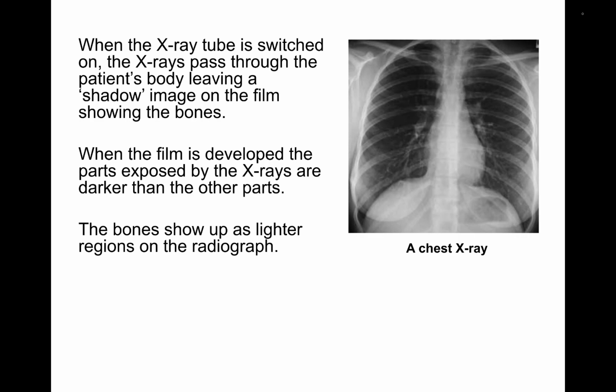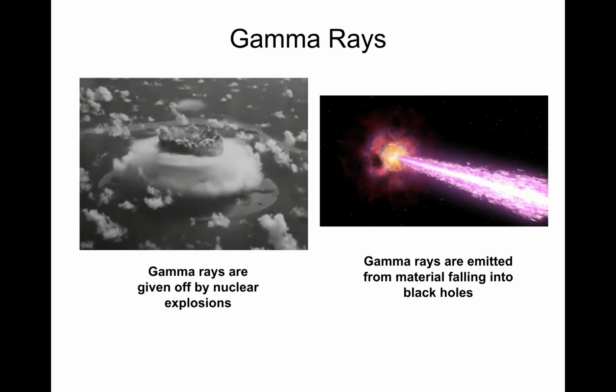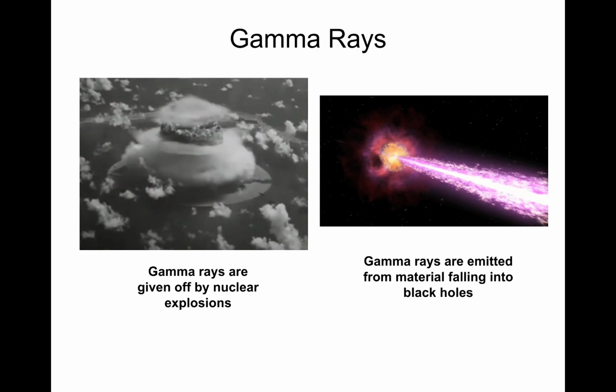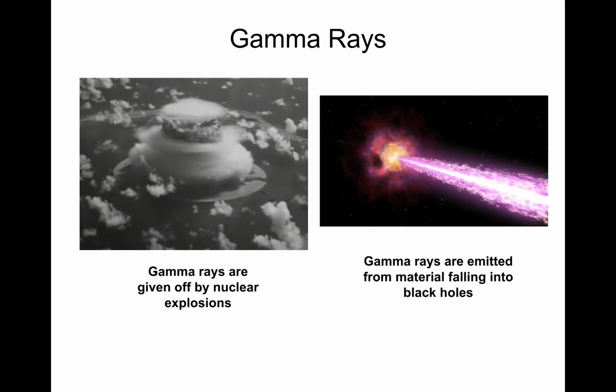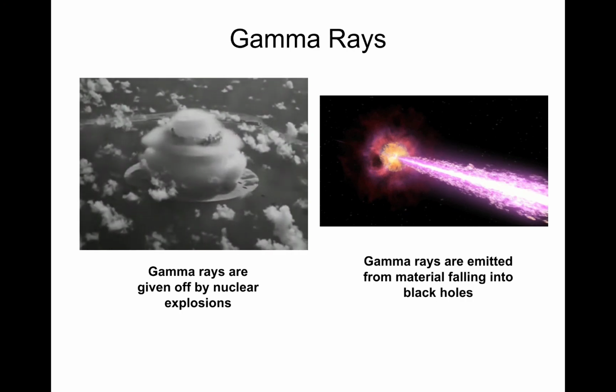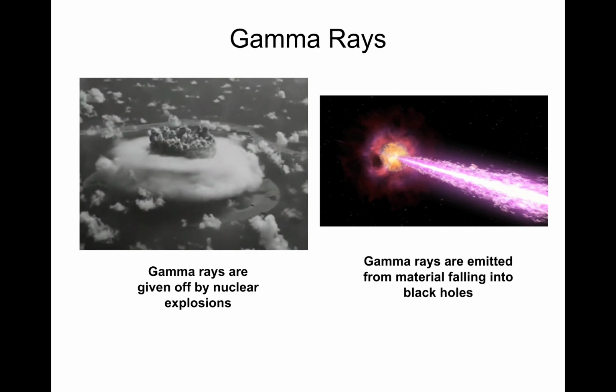Okay, let's move on. Next we're going to look at gamma rays, which are basically X-rays but with even more energy, shorter wavelength and higher frequencies. So some cool gifs. Gamma rays are given off by nuclear explosions, and gamma rays are also emitted from material falling into black holes. They're known as gamma ray bursts. If you want to learn about gamma ray bursts, I suggest you Google it. They're quite terrifying in what they can do, but also very interesting.